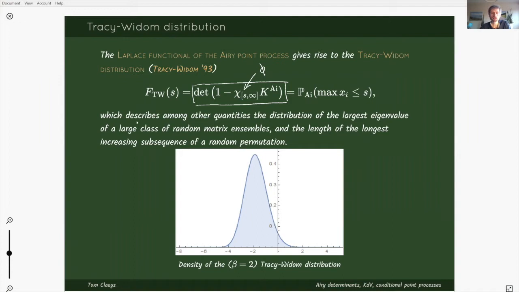This describes the distribution of the largest eigenvalue in the GUE, for example, and also in many other random matrix ensembles. There are also other famous occurrences of this Tracy-Widom distribution, for instance related to the length of the longest increasing subsequence of a random permutation, and also in tiling models. There are quite some other models as well. Okay, so let me say a couple more things about this Tracy-Widom distribution, which are very well known, but we need these properties later on because we want to generalize them.